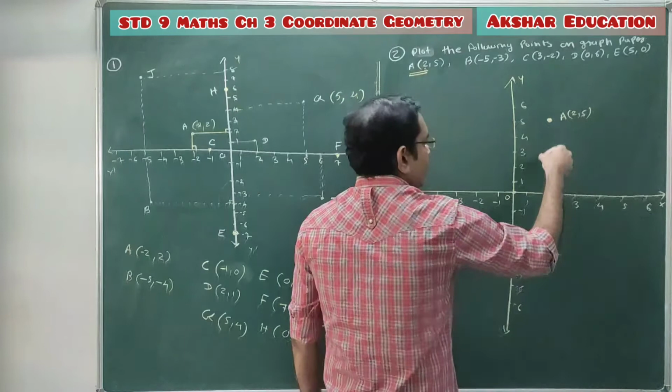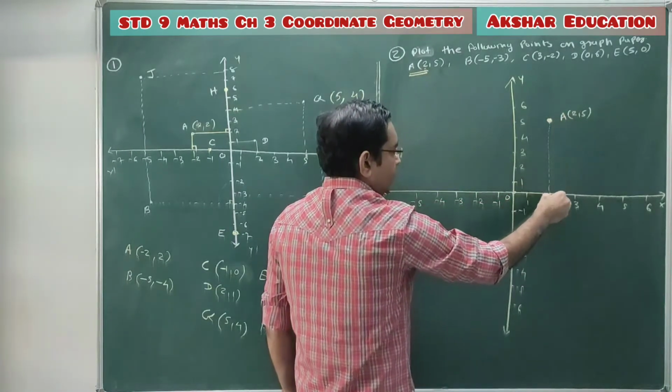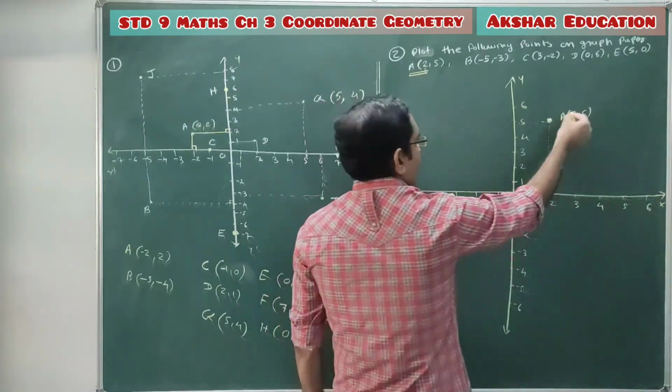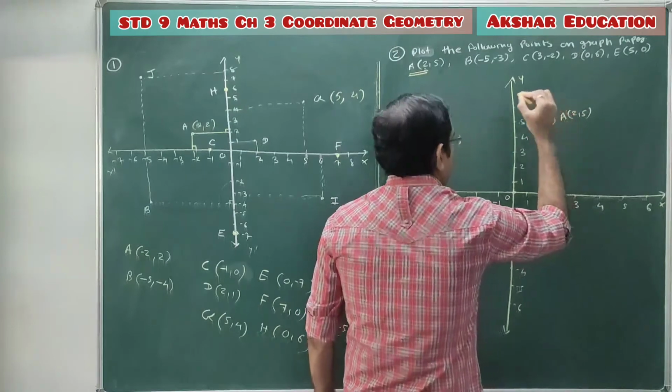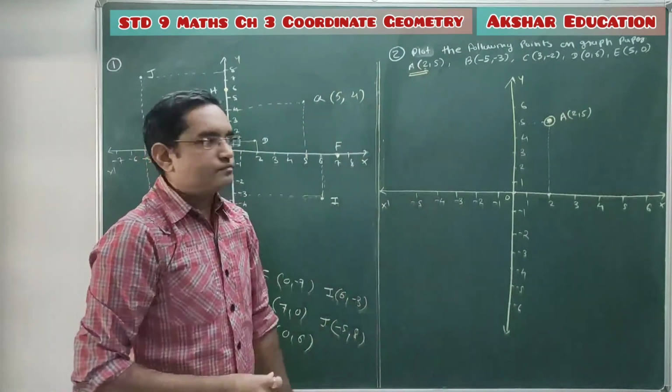For verification, you can draw perpendicular on x axis and y axis. So perpendicular on x axis will give 2 value and perpendicular on y axis will give 5 value. So this is your point A, (2, 5). This is how you can represent the point A.